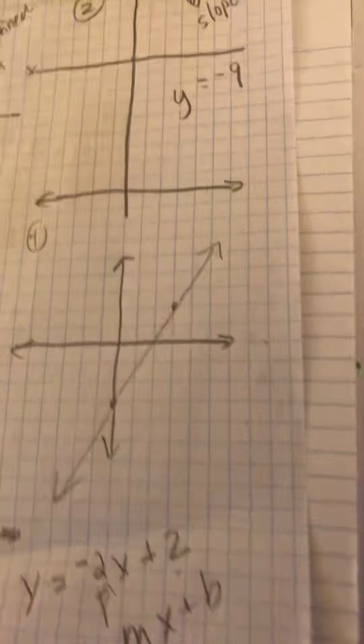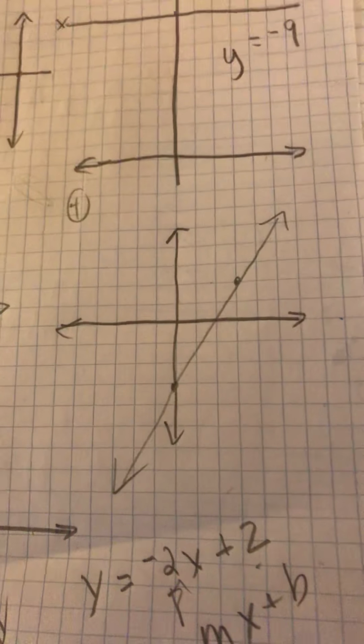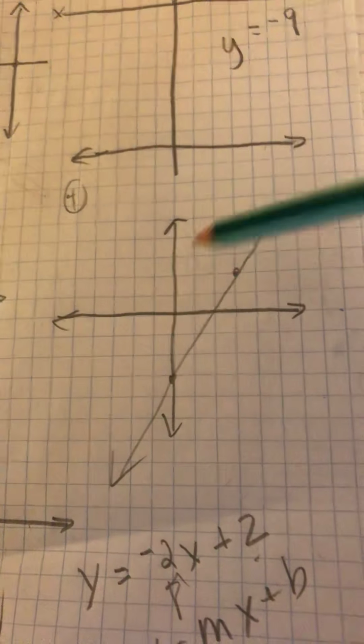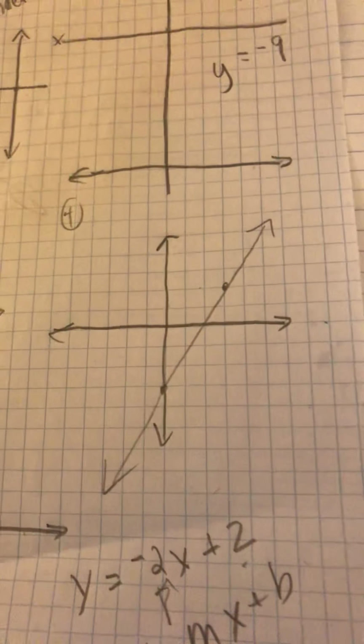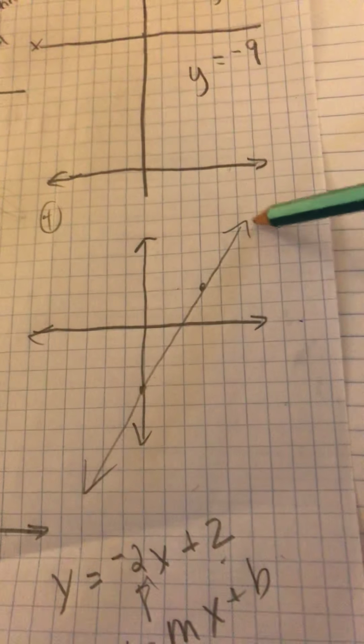Okay, let's look at one last one, Towson, before it's time to go. What could you tell me about this just by looking at it? It's a positive slope. The plane is taking off.